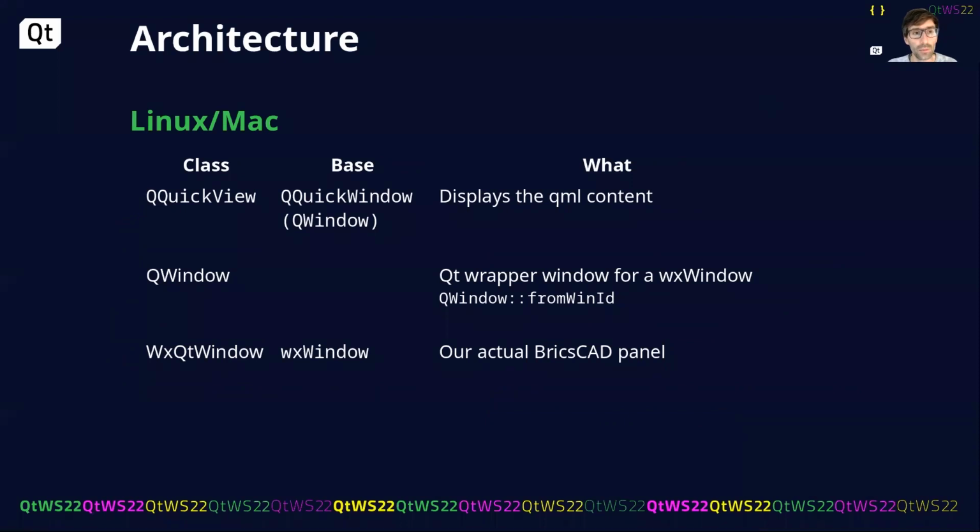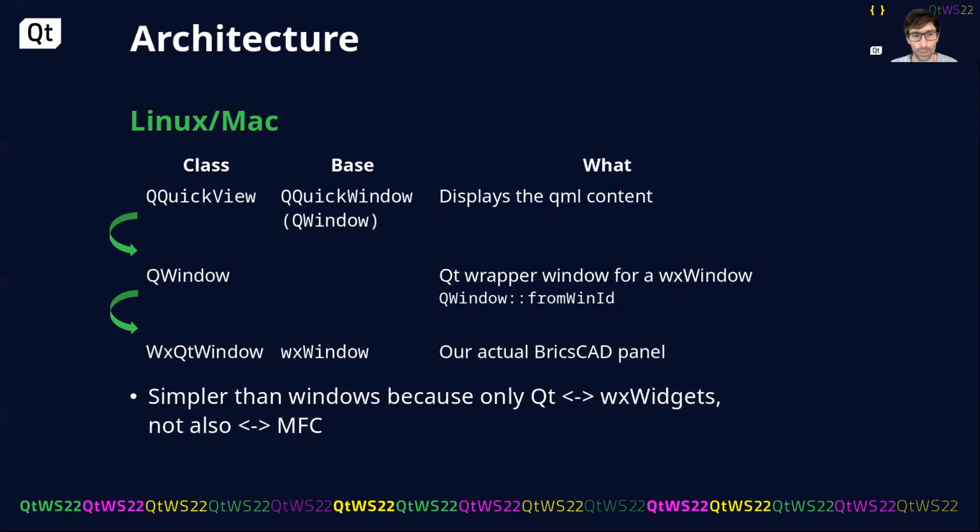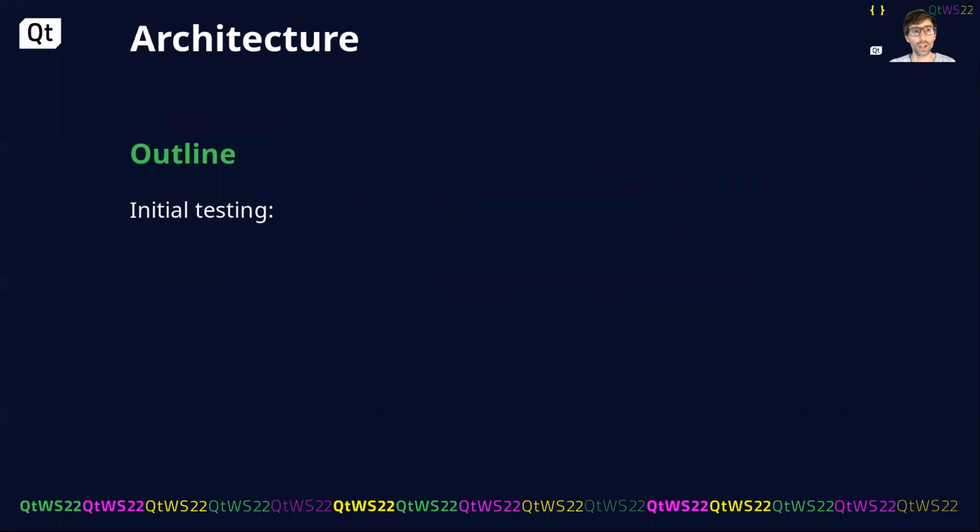On Linux, the situation is comparable, but actually simpler because we don't have the MFC component. There we just take the quick view and embed it in an existing panel. We can create a wrapper around an existing panel using the fromWinId function, and then we embed that into our MDI framework. So it's easier because there is no MFC. We set this up on Windows initially, and then we did some testing.